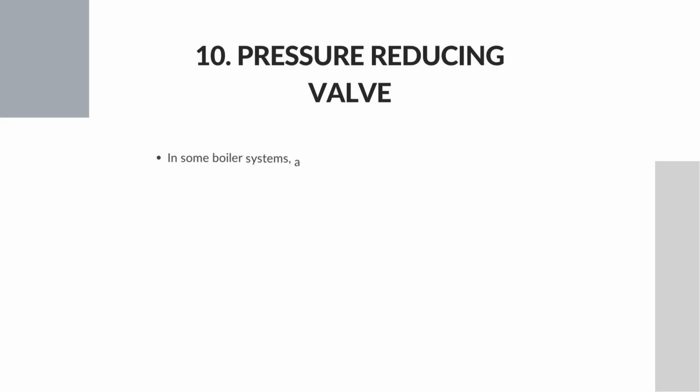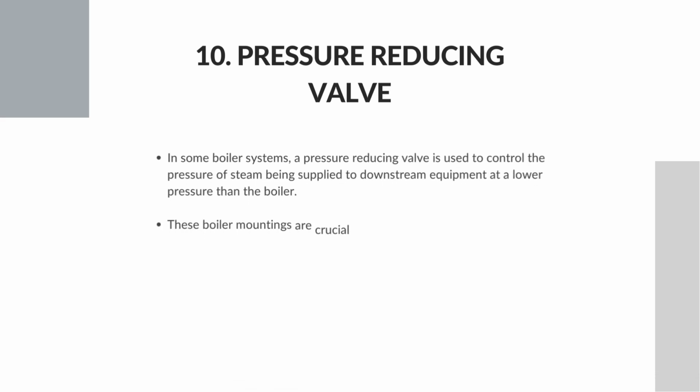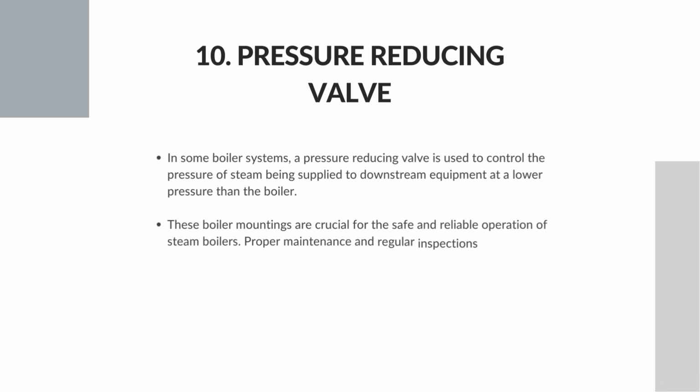10th is pressure reducing valve. In some boiler systems, a pressure reducing valve is used to control the pressure of steam being supplied to downstream equipment at a lower pressure than the boiler. These boiler mountings are crucial for the safe and reliable operation of a steam boiler. Proper maintenance and regular inspection of these components are essential to ensure boiler efficiency and prevent accidents.